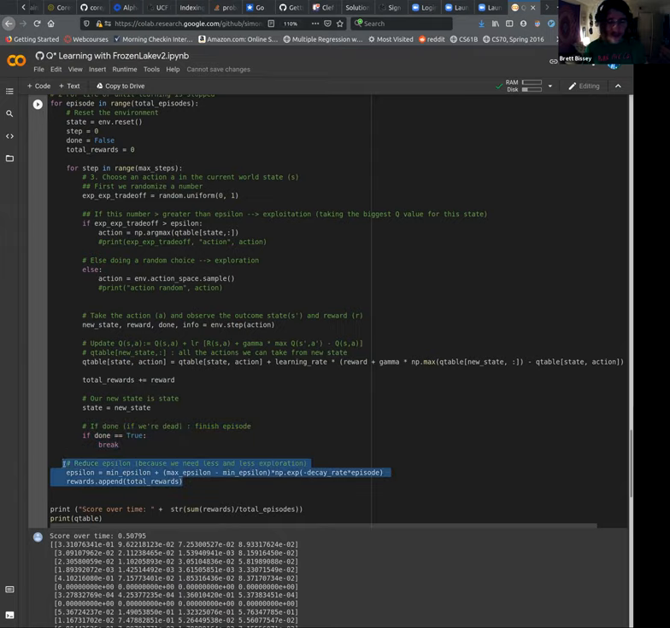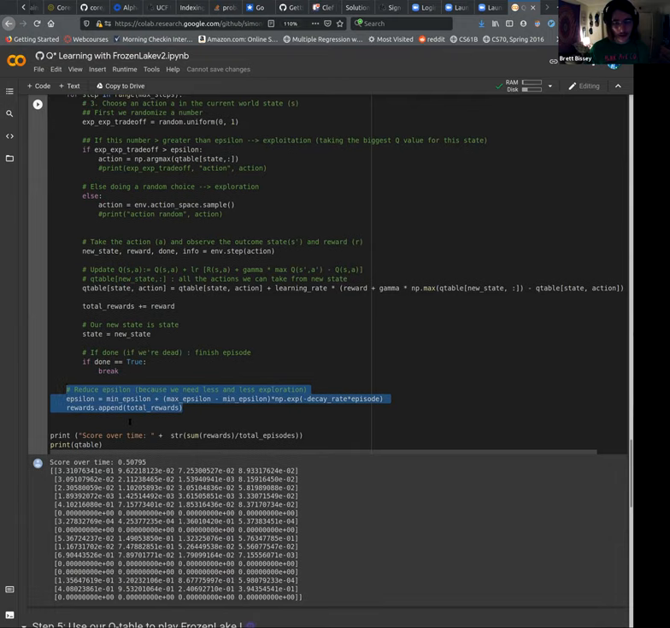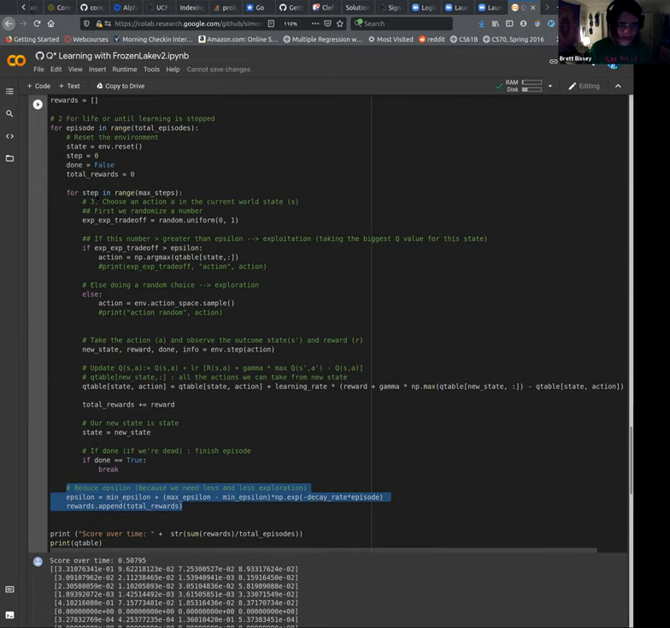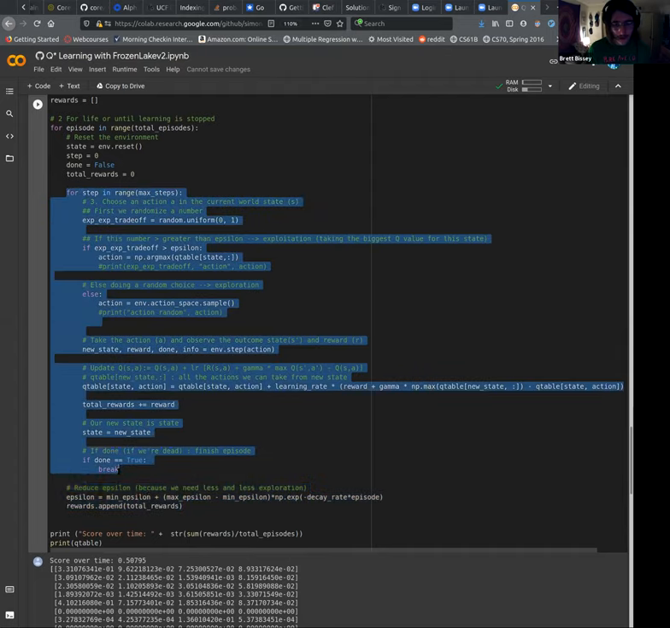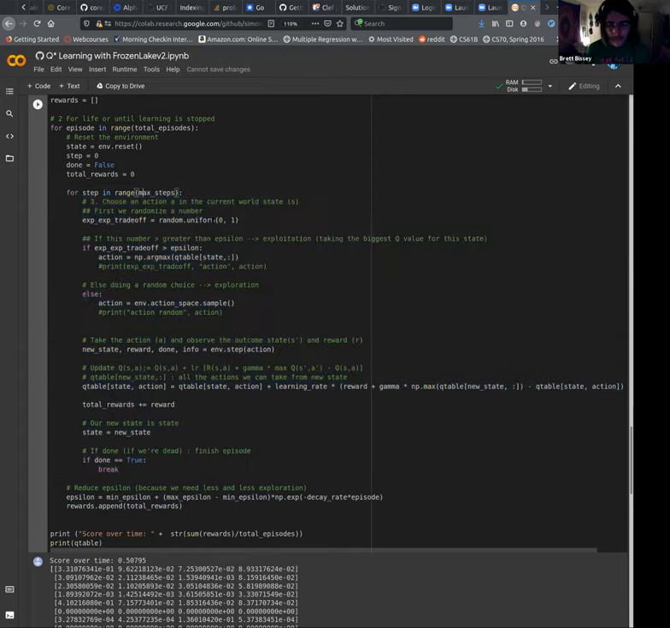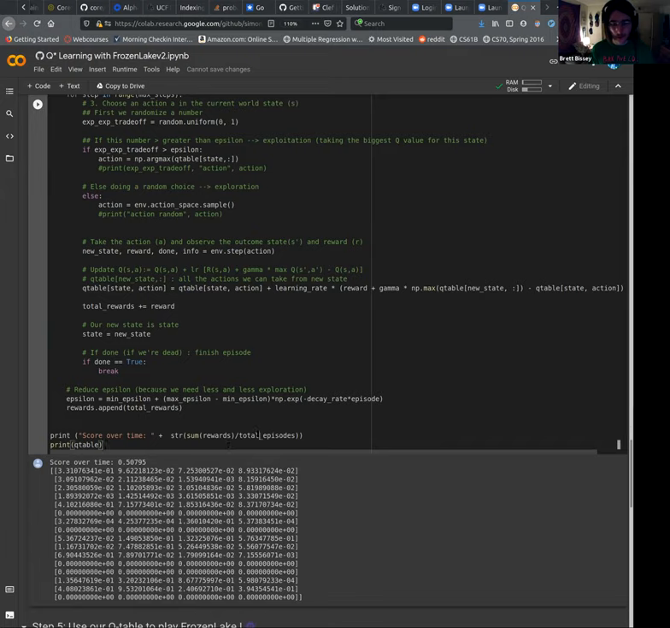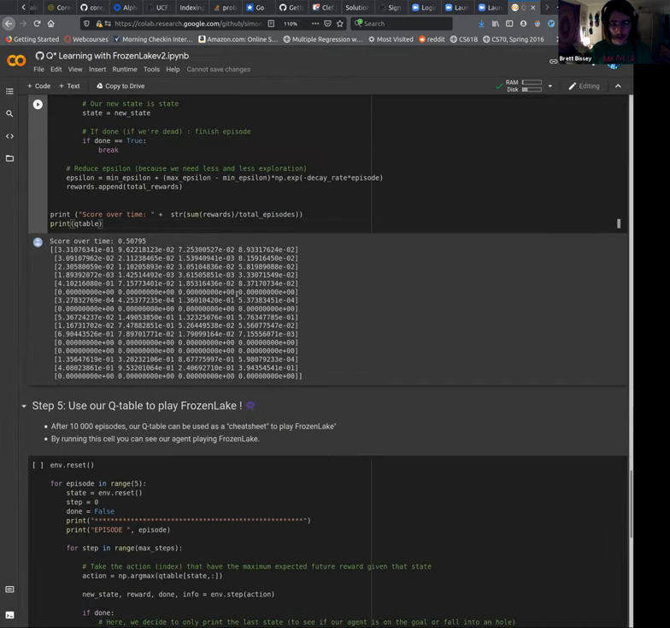This is where we scale down our exploration. And then we're going to start the loop over, this inner loop, rather, sorry, right here. We're going to start the loop over and just keep playing that game, updating the Q states. After each episode, we restart the entire environment and start from the beginning. And then this code keeps track of our score over time, and it prints out our Q table.